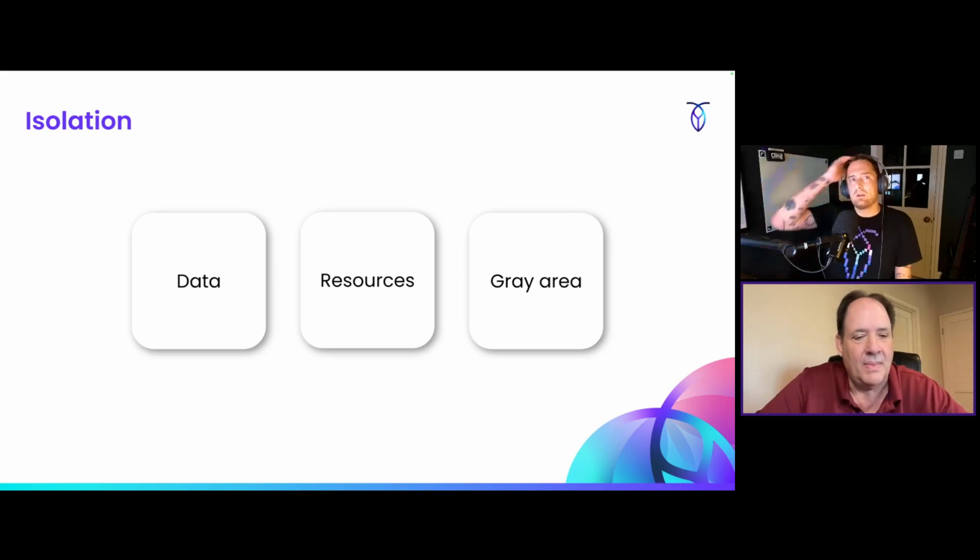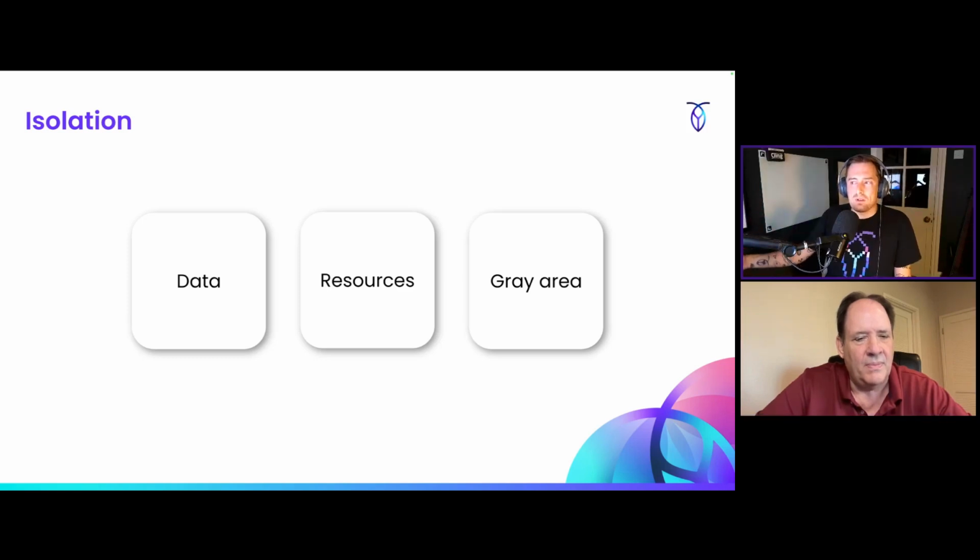So we touched a little bit on data and resource isolation there. In your book, you mention gray areas. Can you define what those gray areas are and how people should address those when it comes to building their own SaaS product? Yeah.